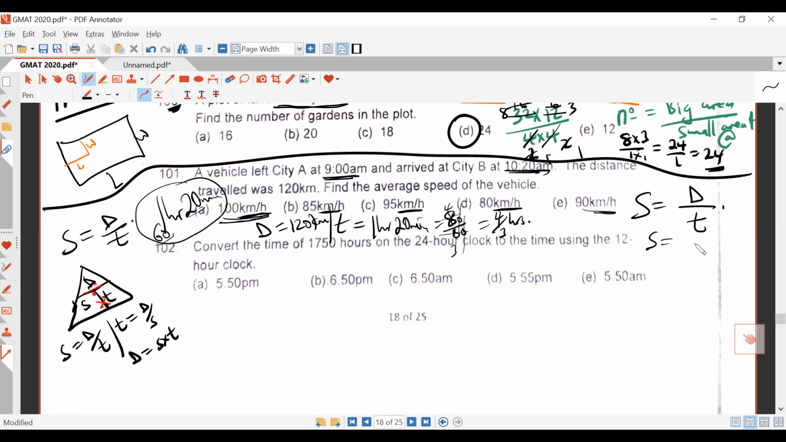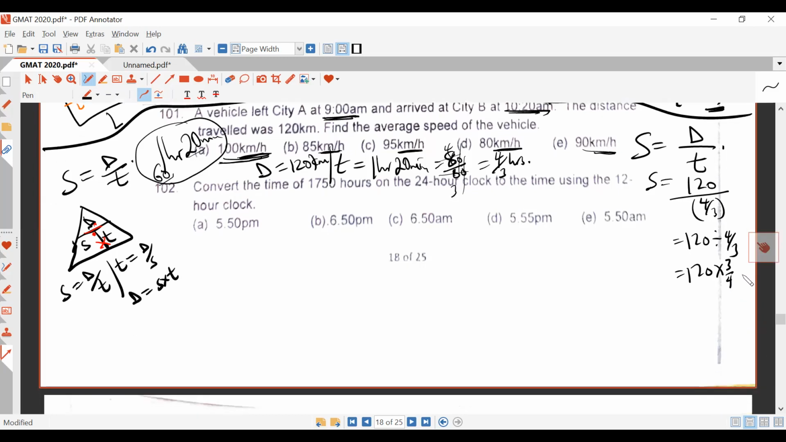So our speed is 120 divided by 4 out of 3. This is a fraction. This is the same as 120 times 3 out of 4. When you're dividing, you multiply by the reciprocal. So by 2, I get 60, by 2, I get 30. So you have 30 times 3, which gives me 90 kilometers per hour. Yes, you have to use a calculator.